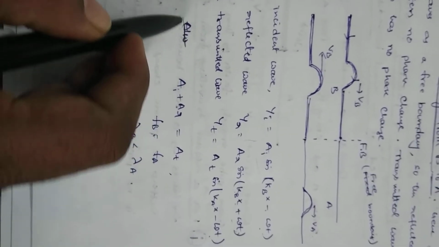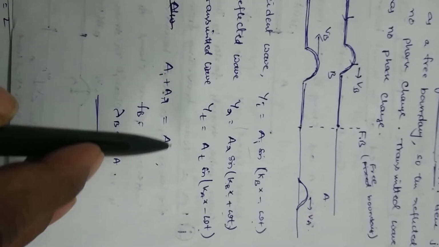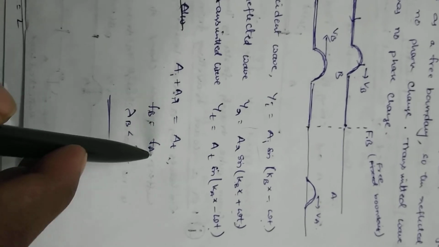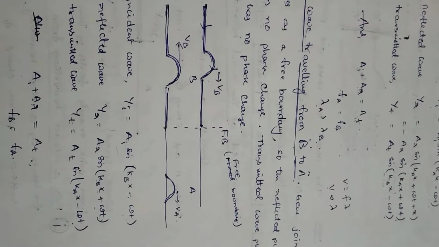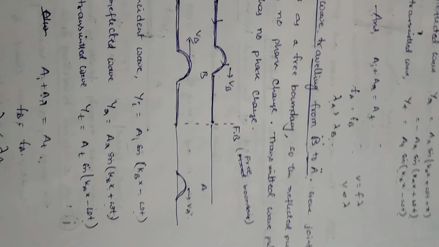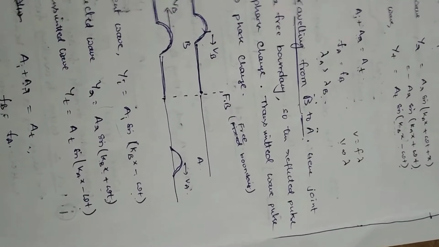Again, here also at the boundary, Ai + Ar = At. Frequency remaining constant, lambda B is less than lambda A. These are the conditions as well as the equations of the waves when the wave is partially reflected as well as partially transmitted at the boundary of the two media.